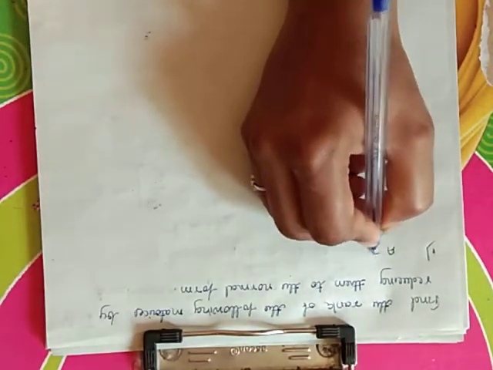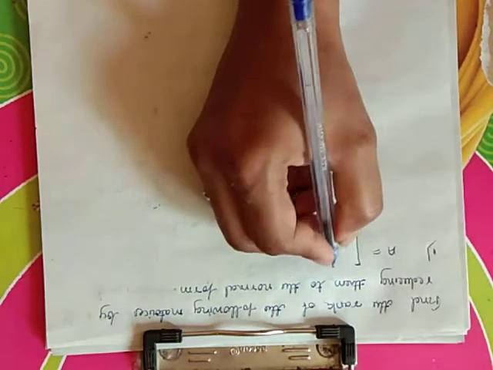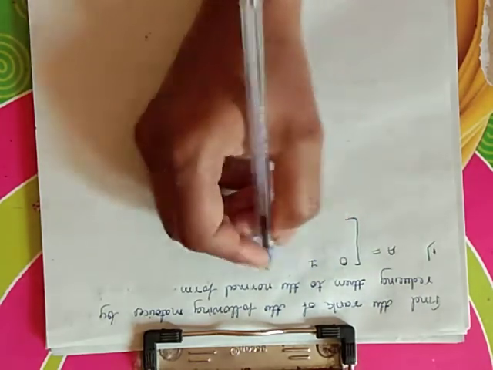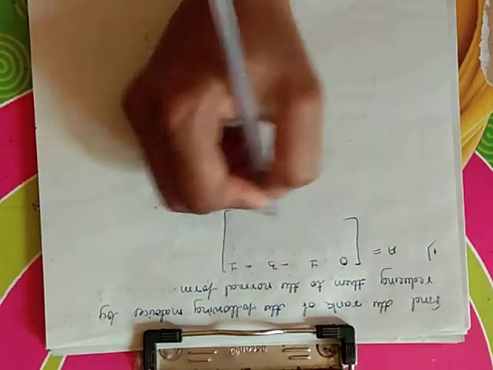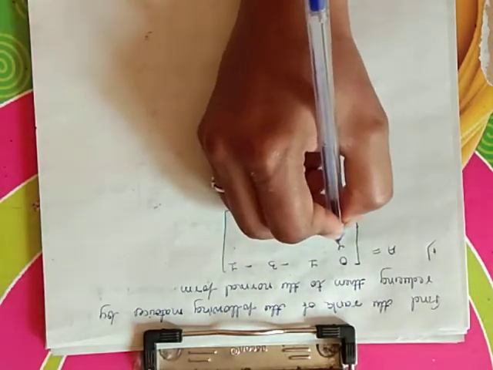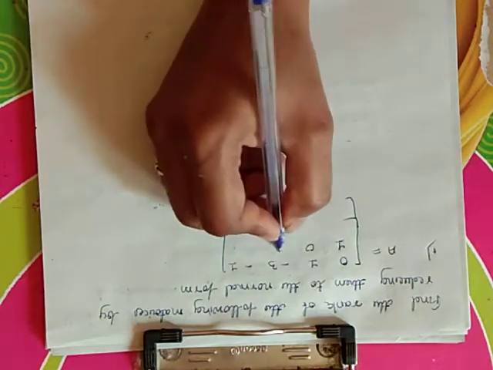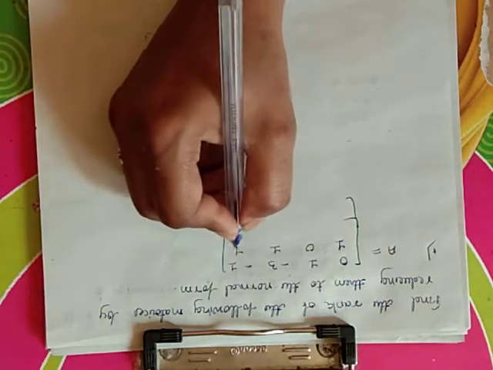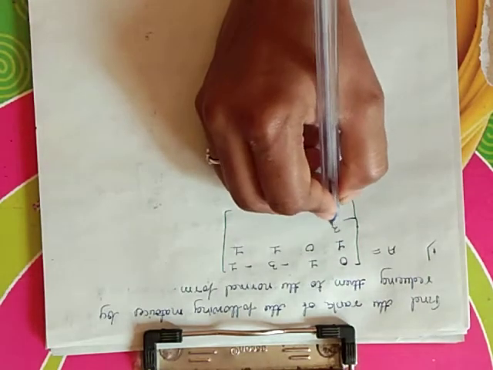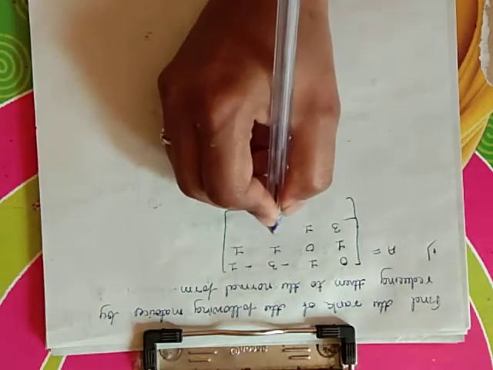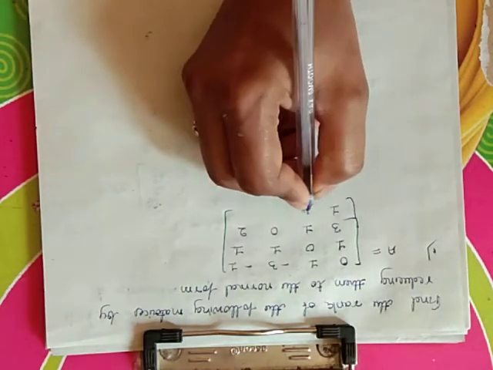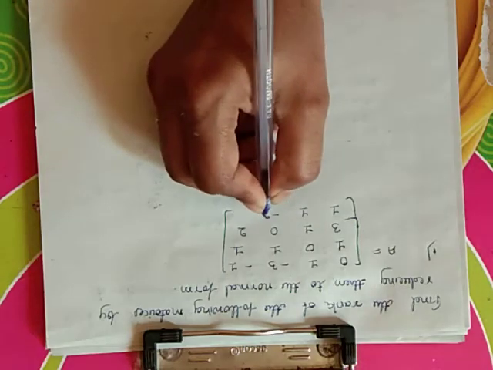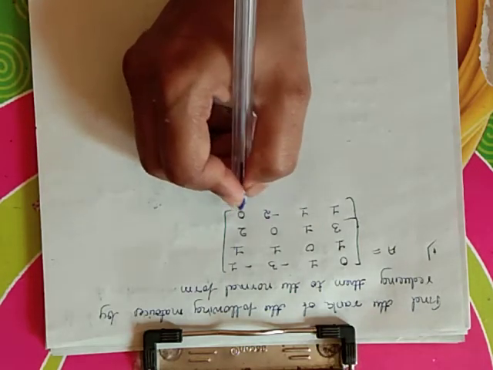A equal to 0, 1, minus 3, minus 1. Next 1, 0, 1, 1, 3, 1, 0, 2, 1, 1, minus 2, 0.